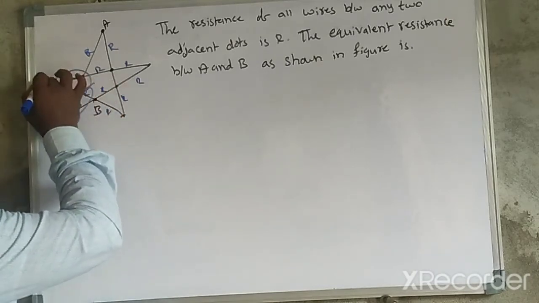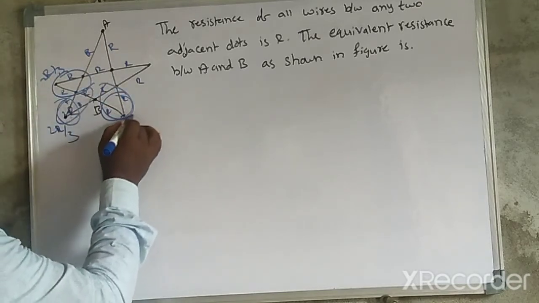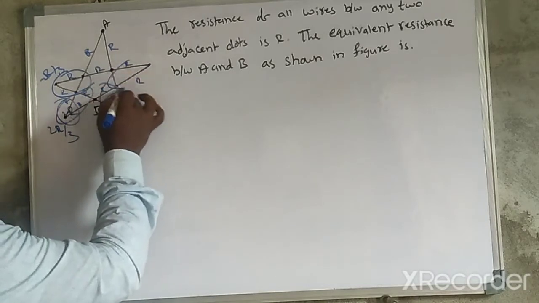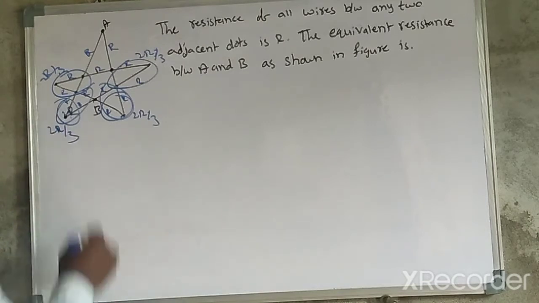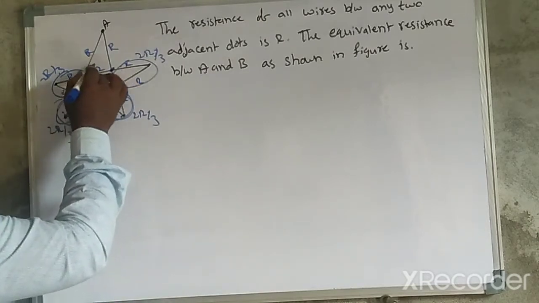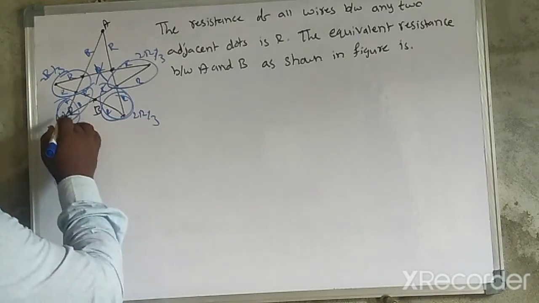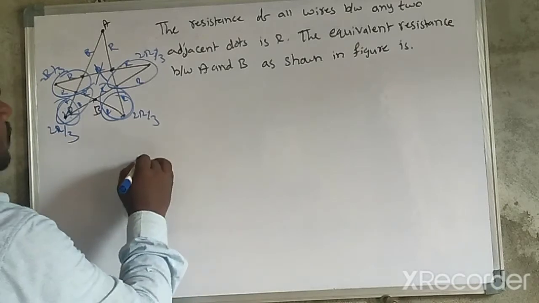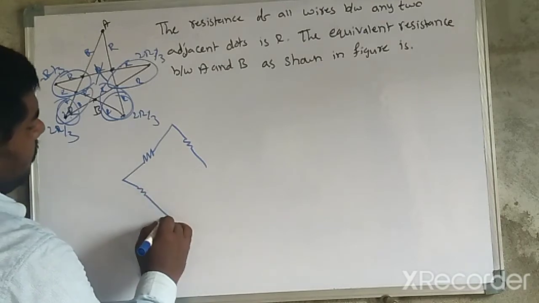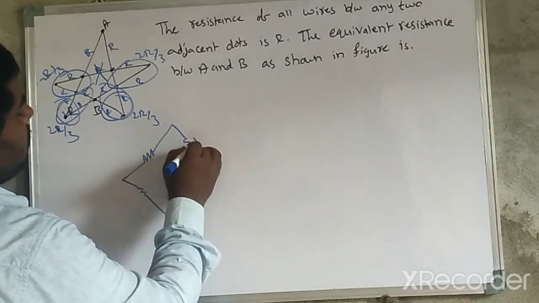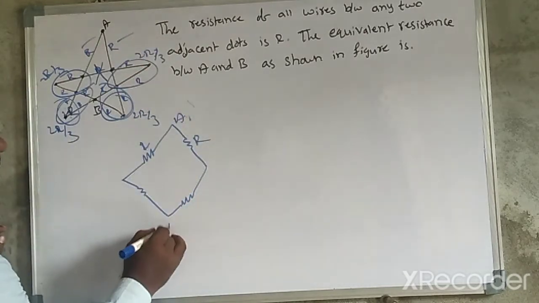This resultant is also similarly 2R by 3, and this complete resultant is 2R by 3, and this resultant is 2R by 3. So then here the potential and here the potential are the same, that's why you may remove this resistor. So the final equation 2R plus 2R, so this is our reduced circuit, which can be drawn like this. So this is the R, this point is A and this point is B.